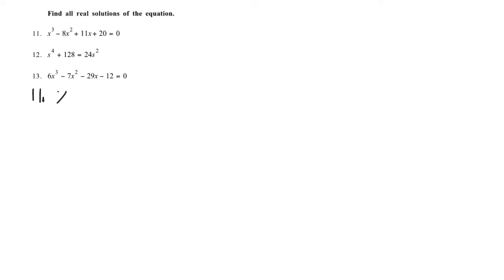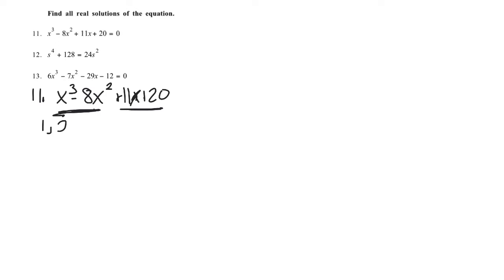Okay, so find all real solutions of the equation. We're going to try to factor. If we can't factor, then we'll use our p's and q's. So looking at number 11, x cubed minus 8x squared plus 11x plus 20. When I look at this, I see a common factor of x squared, but I don't have a common factor on the 11x and the 20. So that's going to tell me that factoring by grouping is not going to work. So I'm going to use my p's and q's.